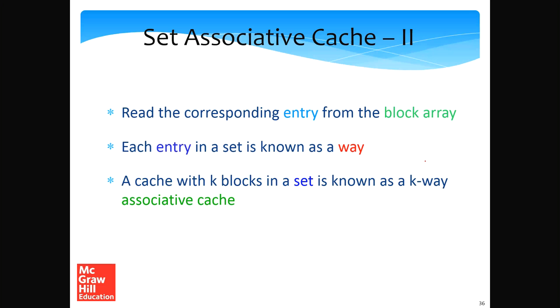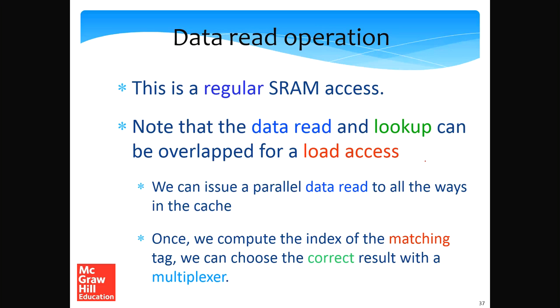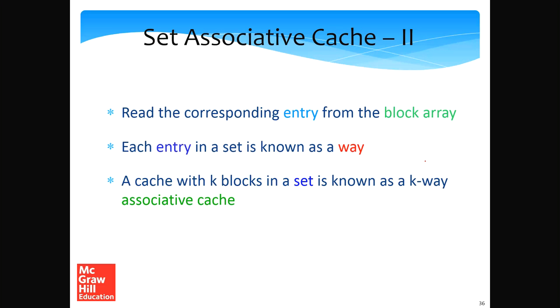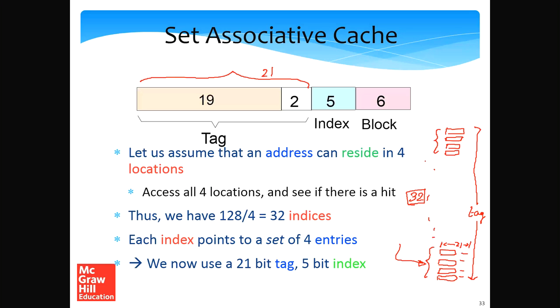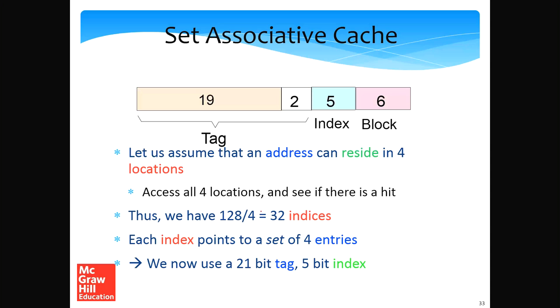After that, we read the corresponding entry from the block array. Furthermore, each entry in a set is known as a way. And if there are k blocks in a set, it's called a k-way set associative cache or a k-way associative cache. So before I go into the data read operation, I would like to look at this particular figure once again. And the best way to look is to erase what we had written earlier.